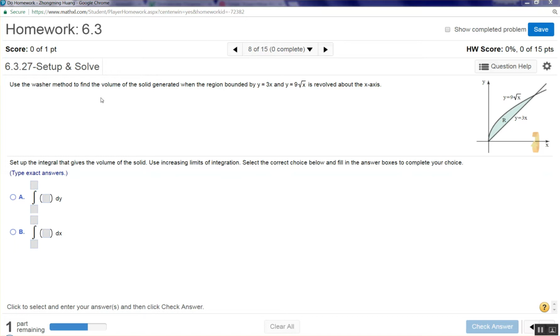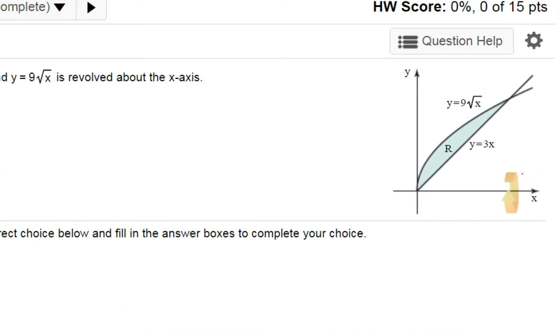Now let's take a look at this problem. We need to use the washer method to find the volume of the solid generated when the region bounded by these two functions is revolved about the x-axis. The first part of the question is we need to determine dy or dx. Keep in mind we need to use the washer method. So let's zoom into this graph. And how about we try both?